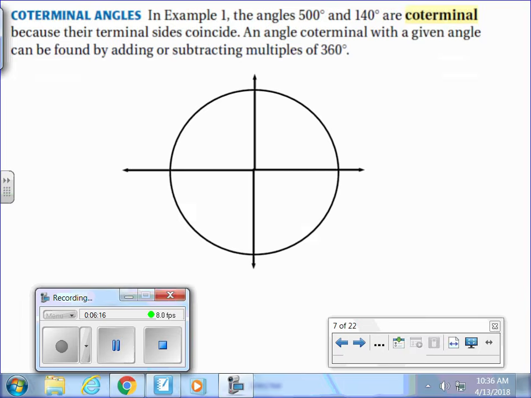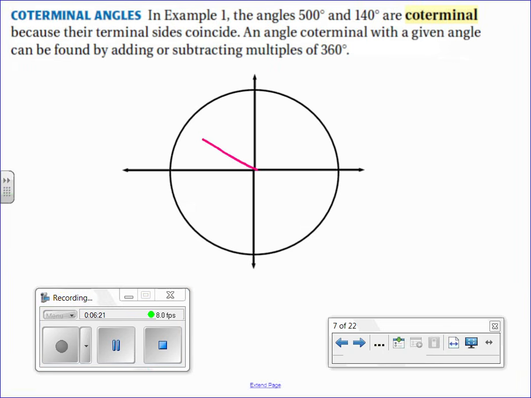So this kind of discusses what I was talking about a second ago, but 500 lived about here, right? It says that 500 and 140 live in the same exact spot, and they are called coterminal because their terminal sides would be in the same exact position. So basically, you can find angles that are coterminal by just adding or subtracting 360 numerous times. So I'm just going to make up a number, 760. Let's find where 760 would live by adding and subtracting 360.